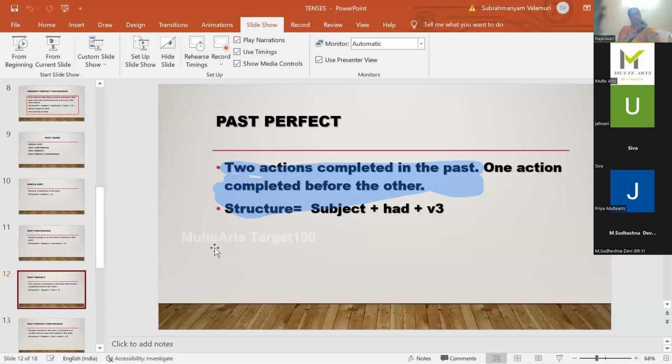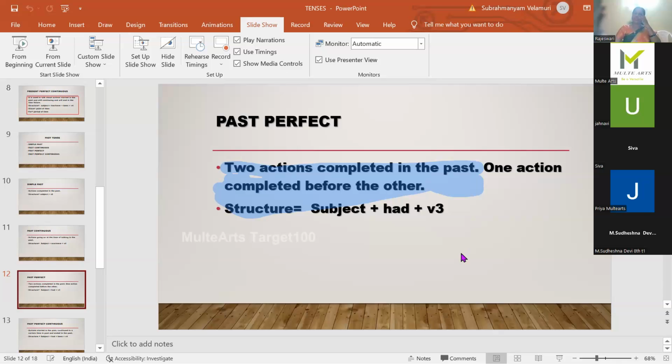Both the actions are completed in the past, but one action is done before the other. So there will be two actions. Whichever action completes first will be in the past perfect, and the later action will be in simple past. So the structure will be subject plus had plus V3.